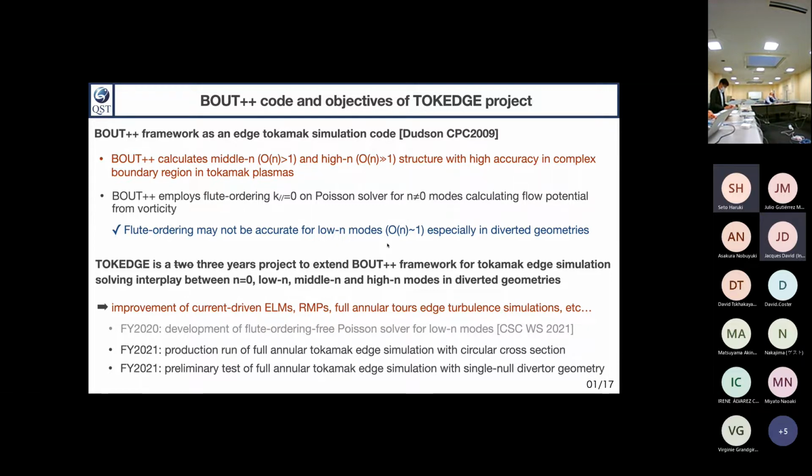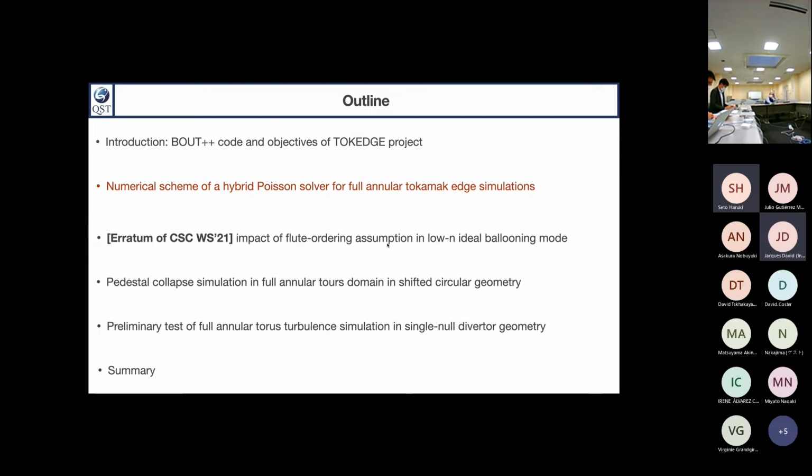In the last workshop, the development of the flute ordering free Poisson solver for low-n modes and some preliminary simulations were reported. Today, I will report the production run of full annular tokamak edge simulation with circular cross-section and the preliminary test of full annular tokamak edge simulation with single null diverted geometry.